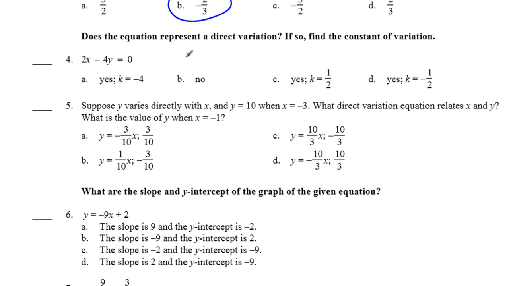So then on number 4, it says, does the equation represent direct variation? If so, find the constant variation. Well, direct variation is whenever you have an equation that matches this format, y equals k times x. Notice that there isn't any other number right here. So it just has to be k times x.